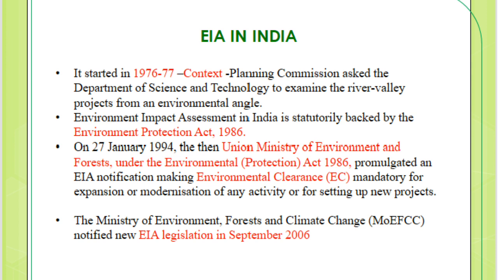On 27 January 1994, the then Union Ministry of Environment and Forest, under the Environment Protection Act of 1986, promulgated an EIA notification making environmental clearance mandatory for expansion or modernization of any activity or for setting up of new projects. The Ministry of Environment, Forest and Climate Change notified new EIA legislation in September 2006.